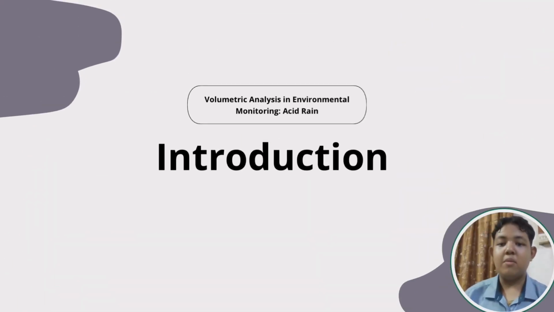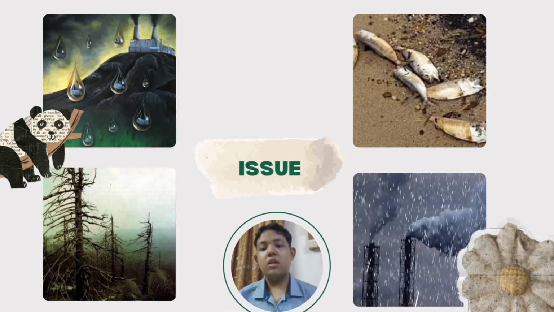So right now, I'm going to introduce you guys to volumetric analysis and also acid rain. First, we're going to take a look at our problem issues. Our problem is acid rain, which can cause a lot of damage in this world. For example, we can see direct air pollution, damage to plants, and death of submarine life. This is quite dangerous in our world because we depend on these things, and it's also going to be more dangerous for us as humans.